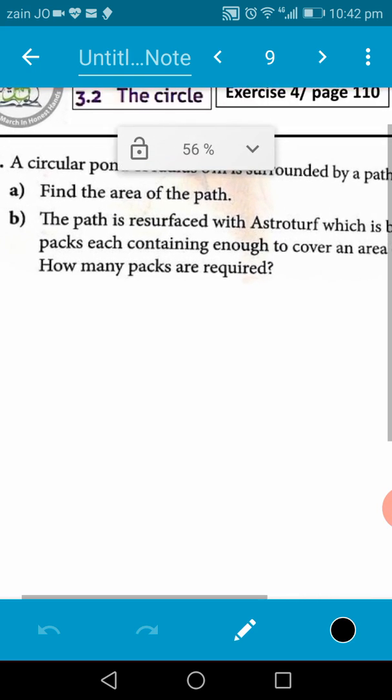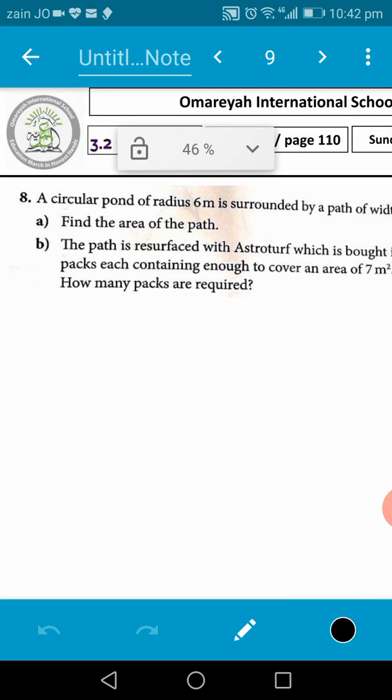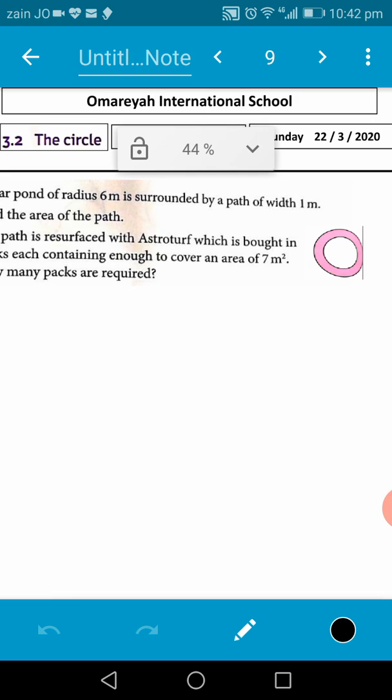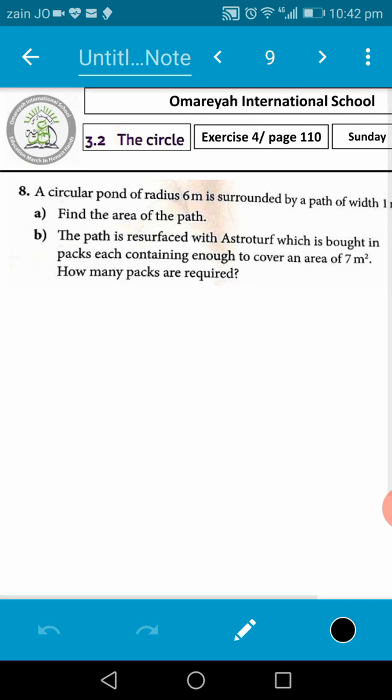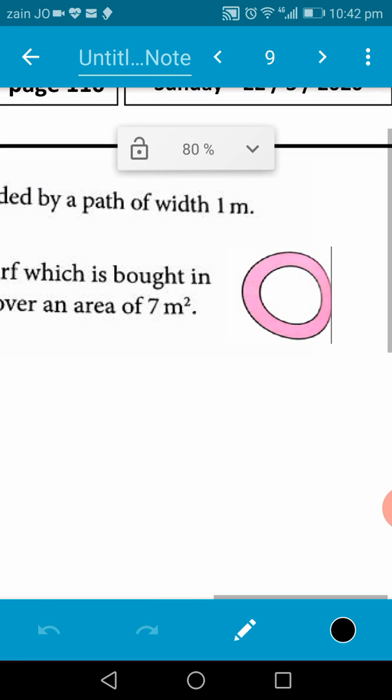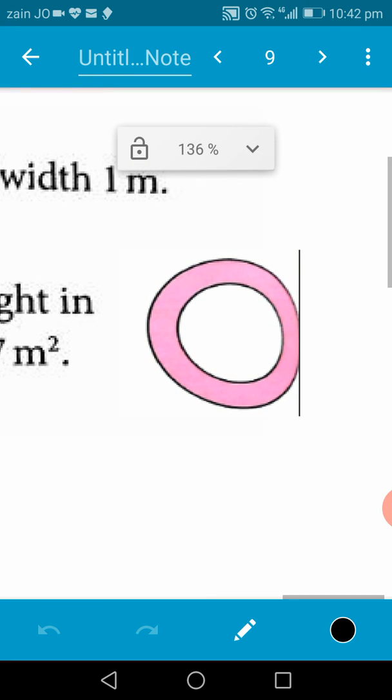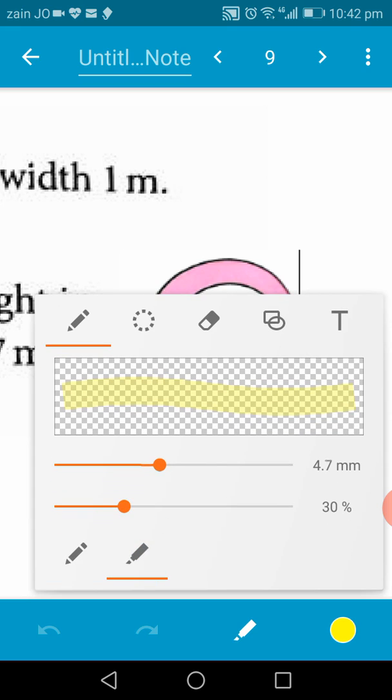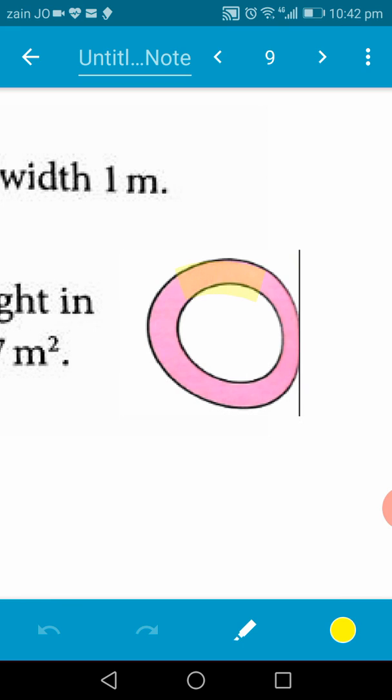Now this is question number 8. A circular pond of radius 6 cm is surrounded by a path of width 1 meter. Find the area of the path. Okay, we need to find the area for this path.